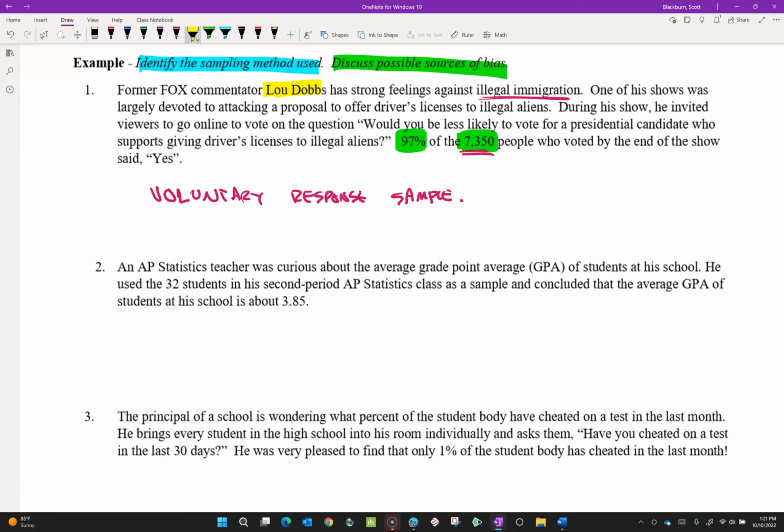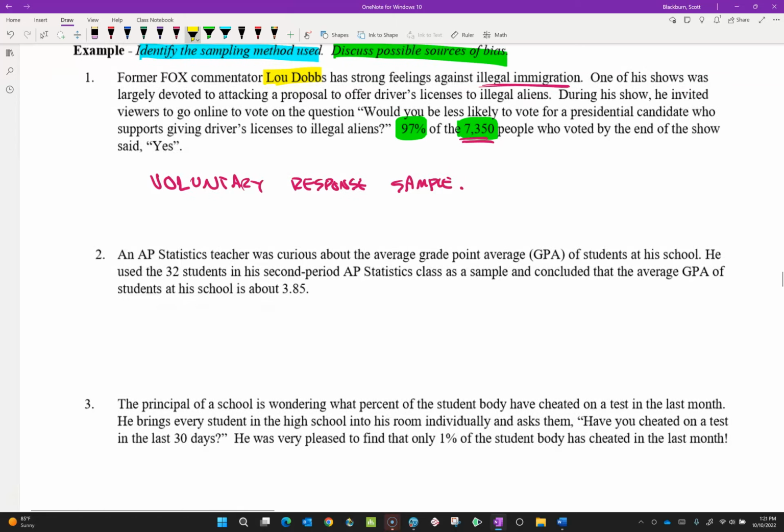So the types of people that probably watch his show are people that agree with him. Not very often do we watch shows of people that we dislike or disagree with. So obviously, the people that watch his show are probably not representative of all the people in the country, right?